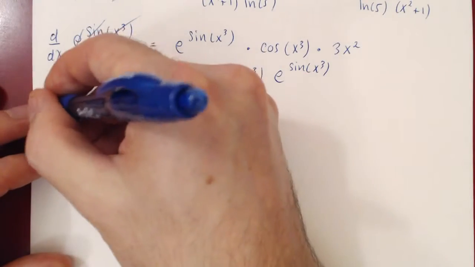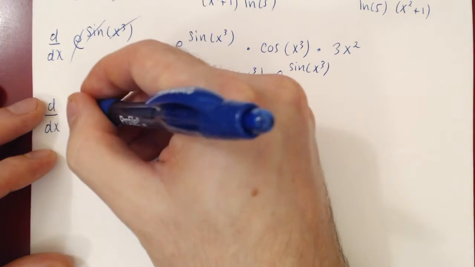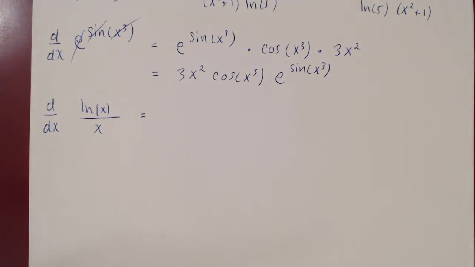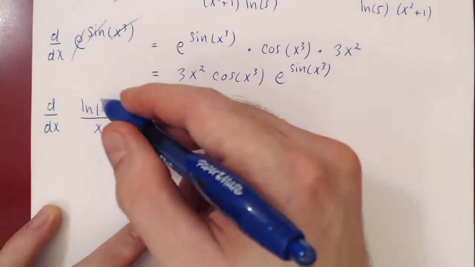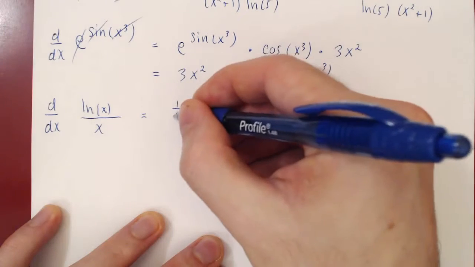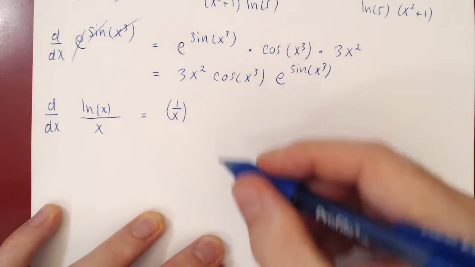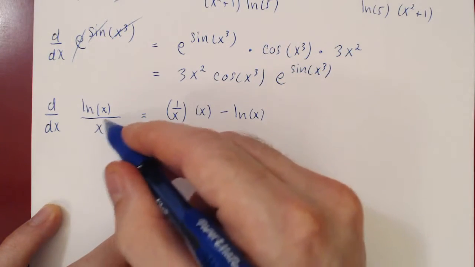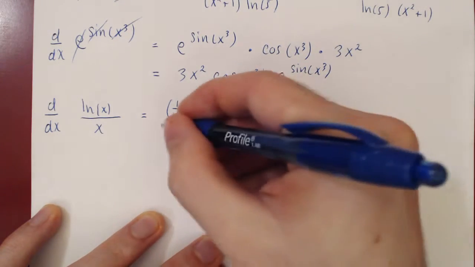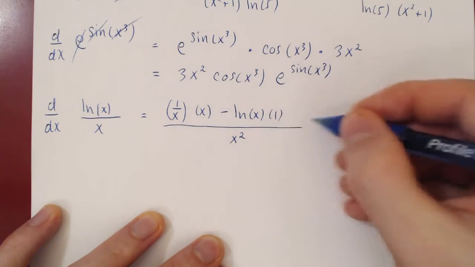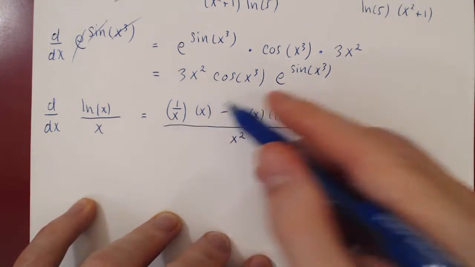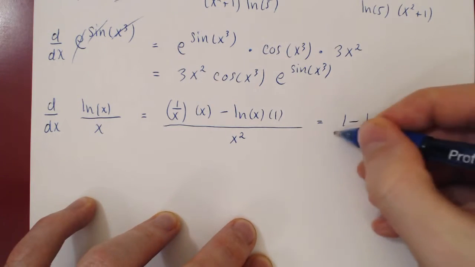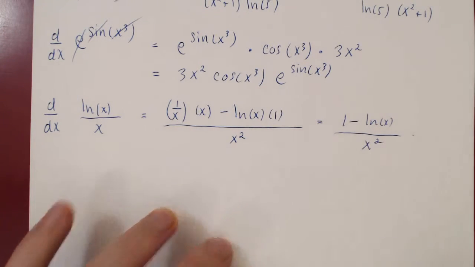What if we asked for the derivative of ln of x, say, over x? Now we have a quotient, so we use the quotient rule. The derivative of ln of x is 1 over x times the bottom, x, minus ln of x times the derivative of the bottom, which is 1, over x squared. Well, this simplifies because 1 over x times x is 1, and we have 1 minus ln of x divided by x squared. There you go.